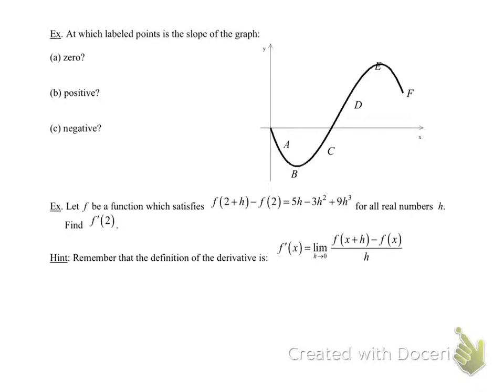Now we look at our next graph and we decide where our slope is 0. So that would be at places like E or B. And positive would be C and D, and negative would be A and F.